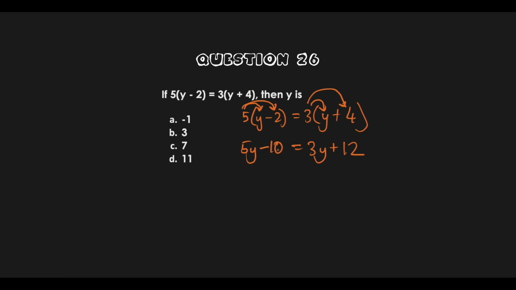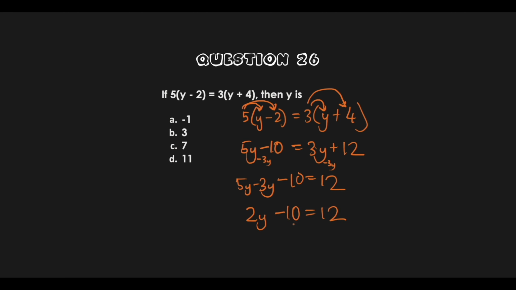So now we need to get all the y's on one side. If we bring this over, it's going to turn negative because we're subtracting 3y from both sides. So then we're left with 5y minus 3y, take away 10. This cancels, so we're left with 12. 5y take away 3y is 2y minus 10 is equal to 12.